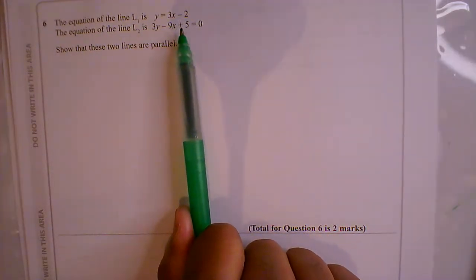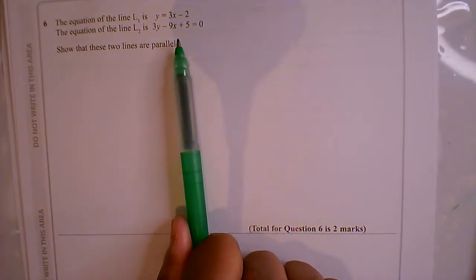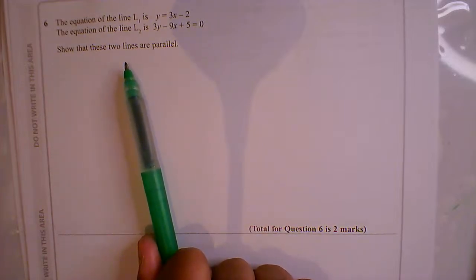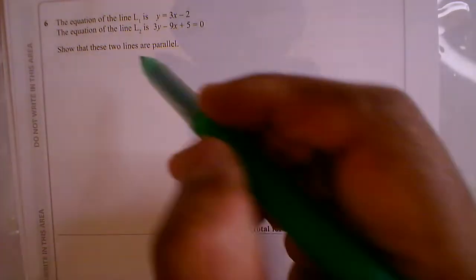All right, here's another question. The equation of the line L1 is y equals 3x take away 2. The equation of the line L2 is 3y minus 9x plus 5 equals 0. Show that these two lines are parallel. So this is a medium question, in my opinion. It shouldn't be as hard as it looks. So let's have a go at this one. It's worth 2 marks. So I'll give you a few seconds to try that one. Off you go.